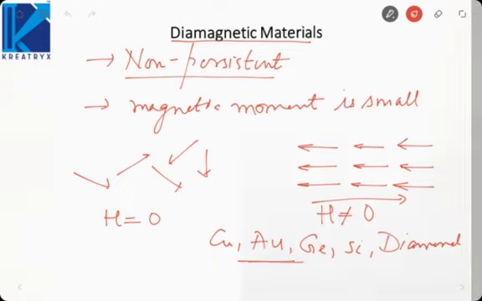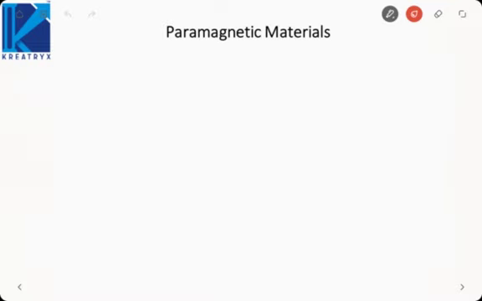Moving on to the next type, paramagnetic. They have the same characteristics as diamagnetic, that is, the magnetism here is also non-persistent. As soon as we remove the magnetic field, the dipoles will rearrange themselves along random directions to make the magnetization 0. They won't have any specific direction if you remove the magnetic field. That is what is called non-persistent magnetism.